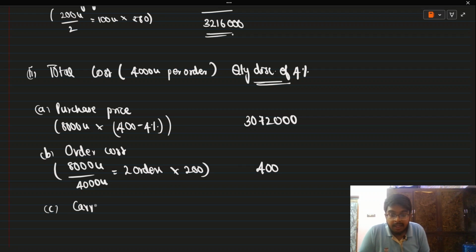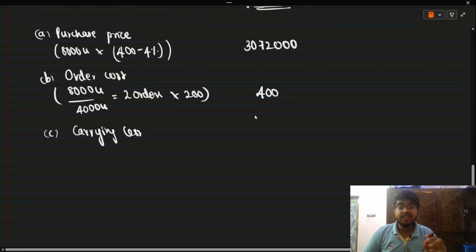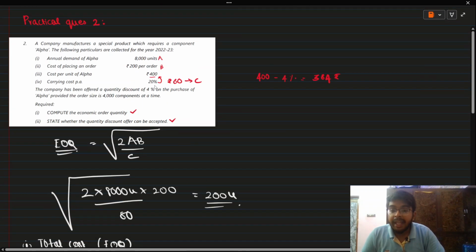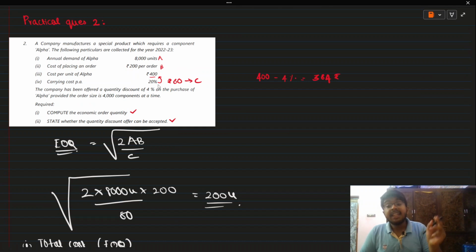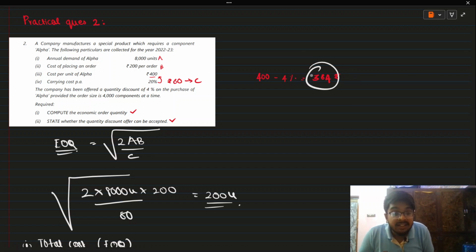Now, carrying cost. I would say most students will make a mistake here. They will just put 4000 divided by 2 into 80. No, this is wrong. See, carrying cost is 20% on cost per unit. In the first scenario, in EOQ, our cost per unit was 400 rupees. But in the second scenario, we are availing a quantity discount of 4%. In that case, our cost per unit is 384. Now the carrying cost should be found on this value. On this value, we have to find 20%, and that is the carrying cost in case of situation number 2.